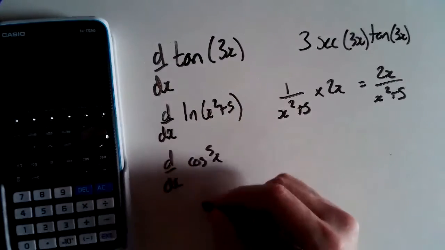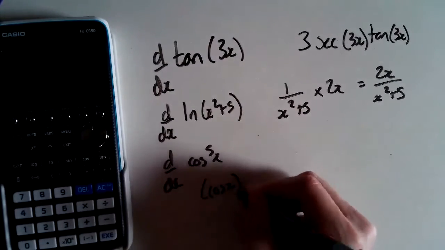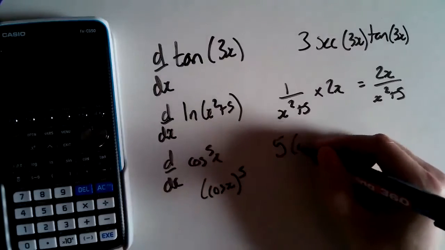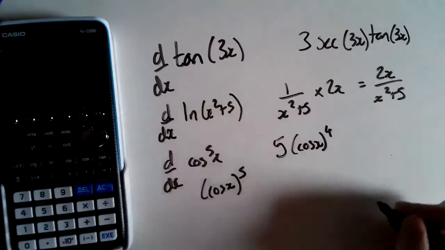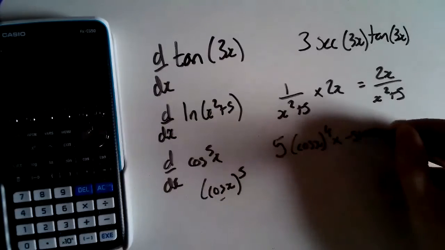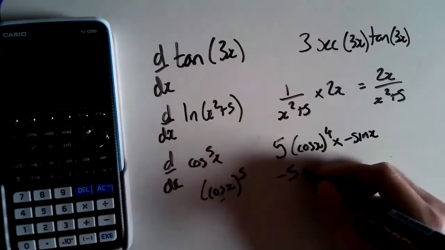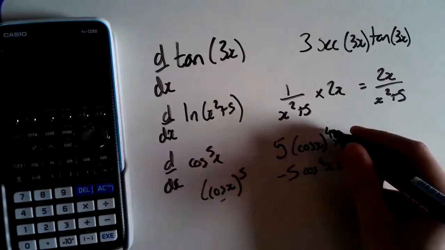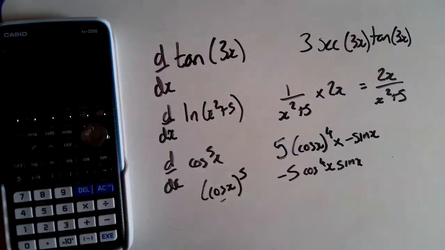And differentiate cos^5 x. Well, remember, that means cos x to the power 5. So the rule for that is 5 times cos x power 4 times by the derivative of the bracket, so minus sine x. So you get minus 5 cos^4 x sine x. Remember, cos x power 4, we write like that.